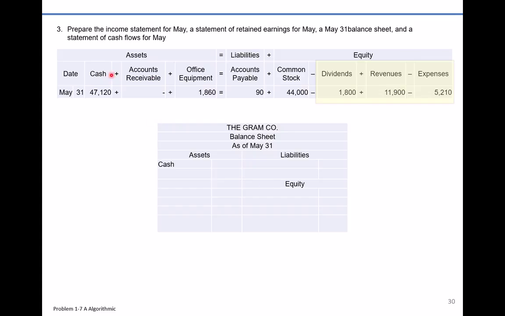So for the assets, we'll go to our trial balance, or our document, and look at the accounts and the corresponding numbers. And we're only going to list on the balance sheet any account where there is an ending number for the period. So cash has an ending number of 47,120. Accounts receivable is 0, so we can leave that off. And office equipment was 1860. Total those together, and we have total assets 47,120 plus 1860. Total assets are 48,980. Under liabilities, we just have one, and that's the accounts payable with a $90 balance.